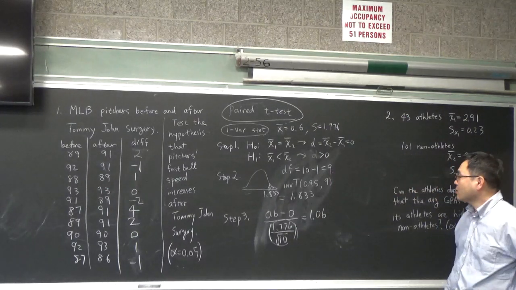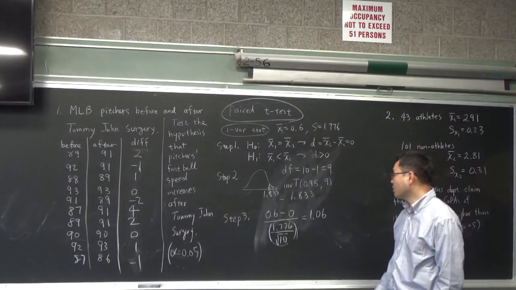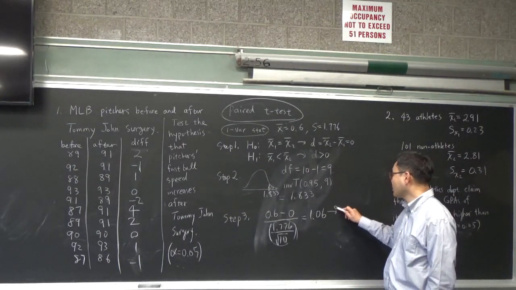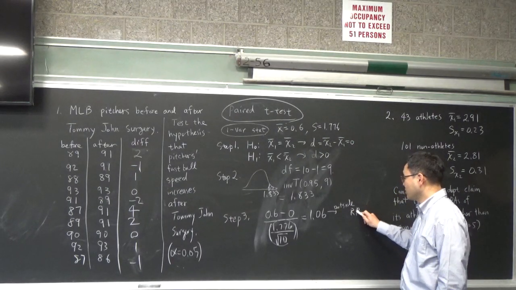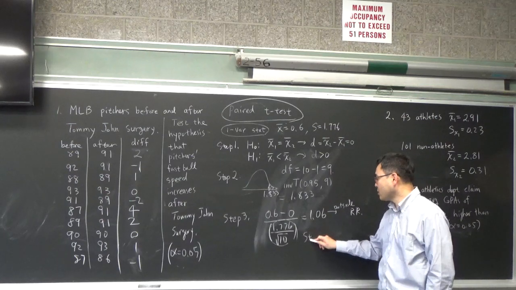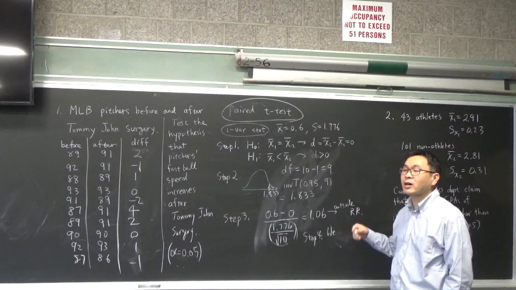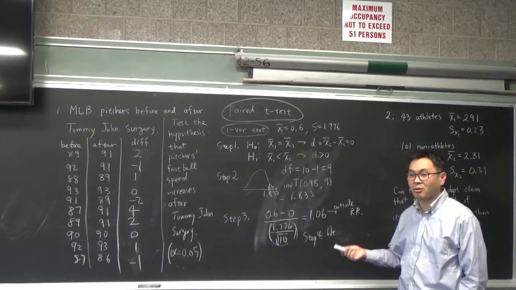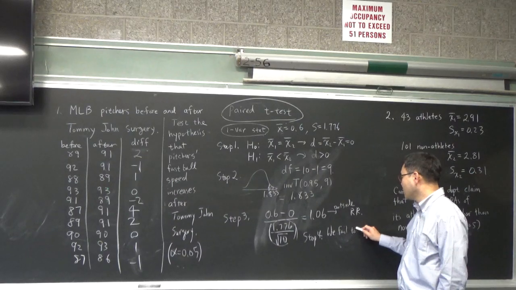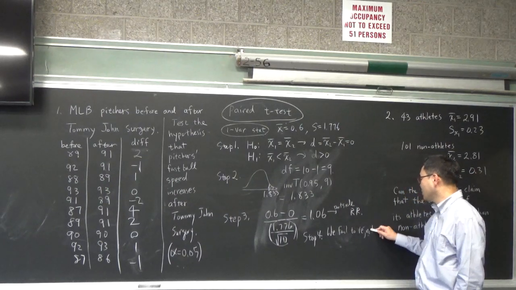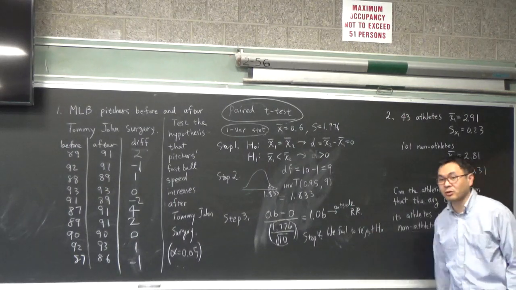Okay, so does this lie in the rejection region? No. So it's outside the rejection region. So in step 4, we do not reject. We do not have enough evidence to reject the null, okay? Or we can just say we fail to reject H0 because it's outside the rejection region.